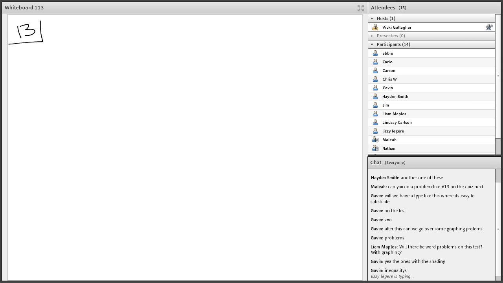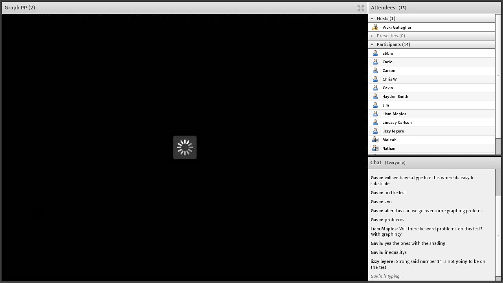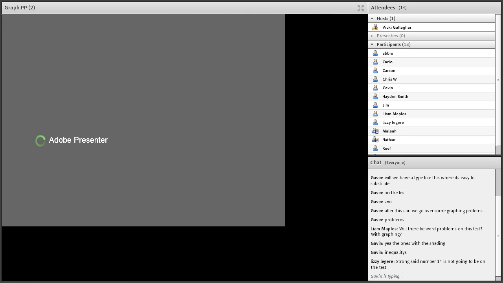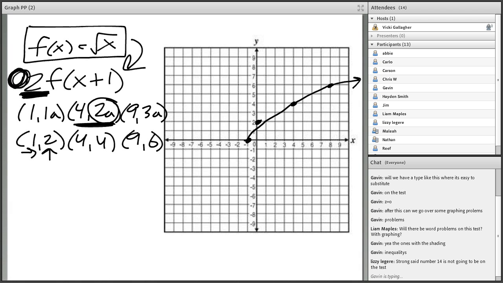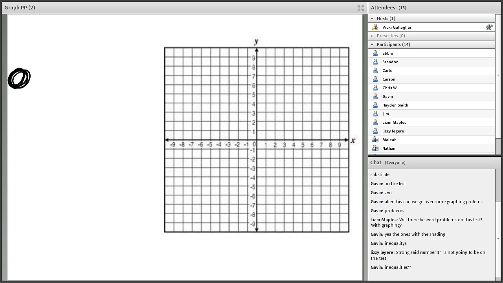Actually, I'm going to open up something else so that I have a nice graph, because I want to be able to graph. I hope this graph is big enough. It is, okay. Yeah, I think if we just focus on 13, we should be good to go.